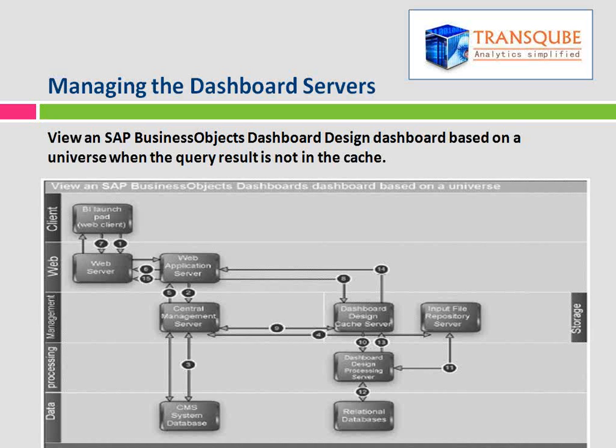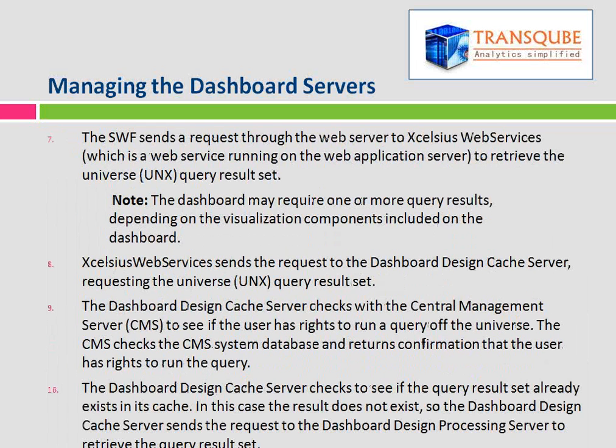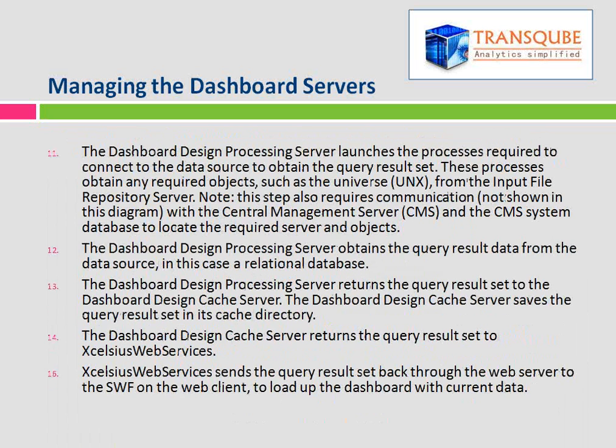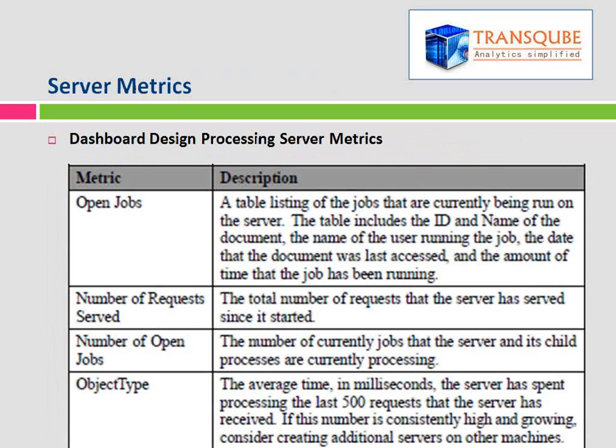Yeah, it's a standard. It's a common rule for all the objects within the BOE platform. If the query result is not in the cache, this is the typical life cycle that goes on. This is similar to the process flow we have seen a while ago in the other slide as well. It's just the same thing, guys. Metrics is a bit more important for us to take a look.